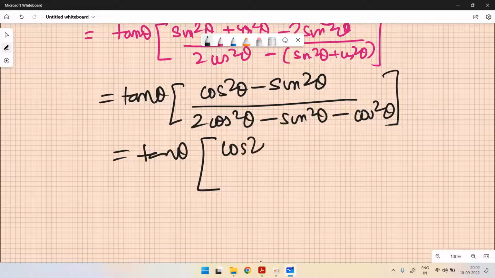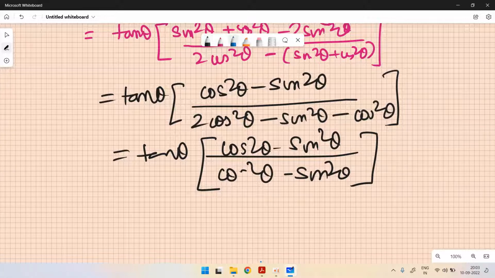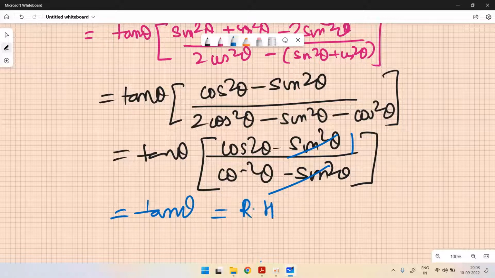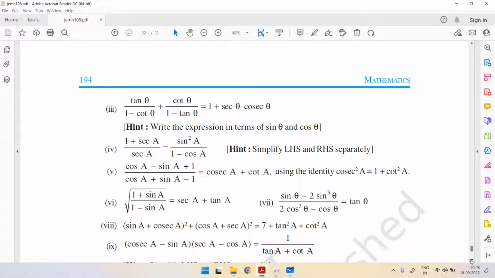So this is cos square theta minus sine square theta upon, 2 minus 1 is 1, so this is cos square theta minus sine square theta. If you see this numerator and denominator, this will just cancel to 1, and there's tan theta, this will become tan theta, nothing but RHS. Now since LHS is equal to RHS, hence proved. So seventh is also done.